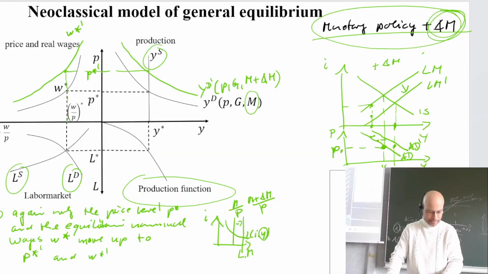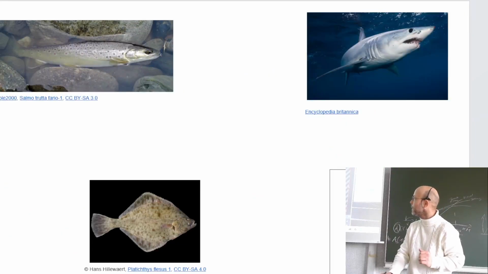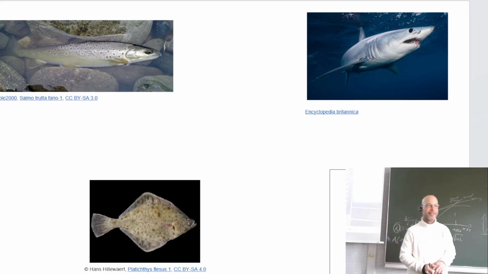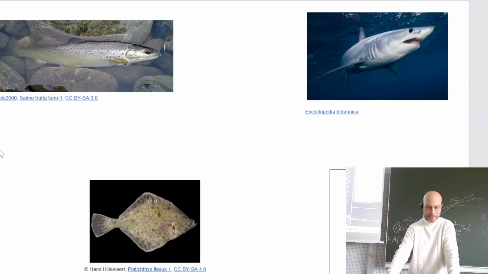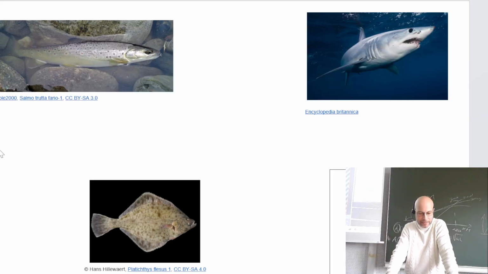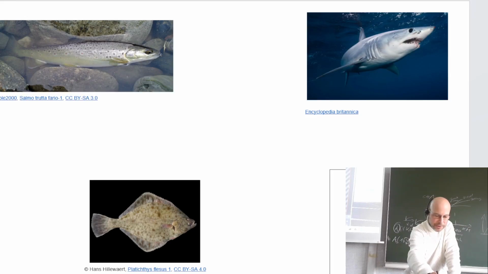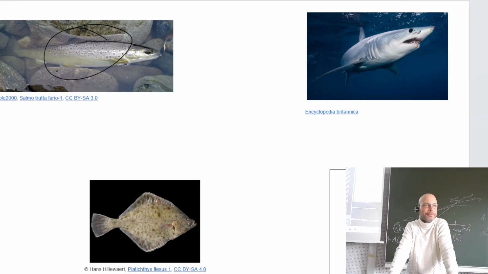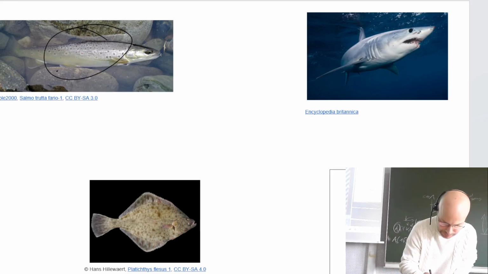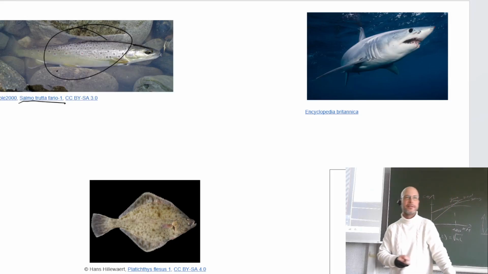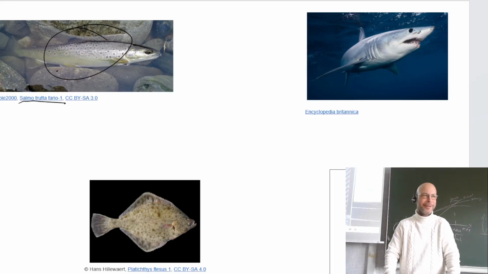And here we have 3 fish. And why do I show these pictures? Well, we just ask, what kind of fish is this one? What do you think? Or you can have a look at this name here. This is the Latin name. There you find Salmo trutta.